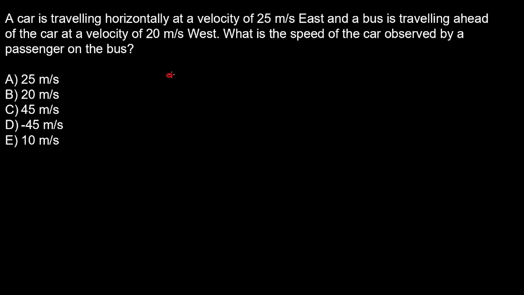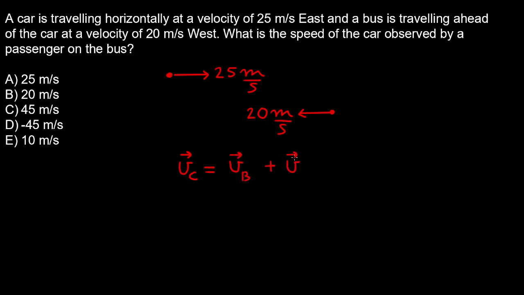A car is traveling horizontally at a velocity of 25 meters per second, and a bus is traveling ahead of the car at a velocity of 20 meters per second west. What is the speed of the car observed by a passenger on the bus? So we have the velocity of the car is equal to the velocity of the bus plus the velocity of the car relative to the bus, or as seen from a passenger sitting in the bus.